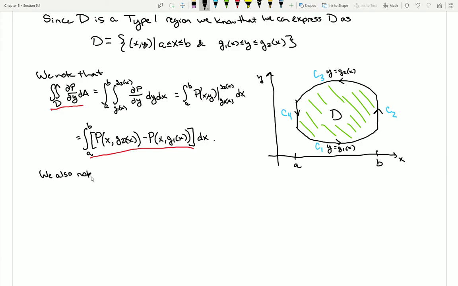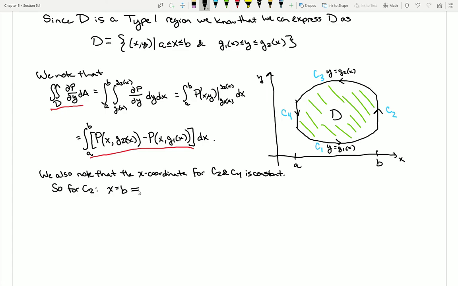We also note that the x-coordinate for C2 and C4 is constant. So take a look at the curves up here, right? These are both vertical lines that I have right now, and so the x-coordinate along them is constant. So I can easily see that for C2, I know that I have x is equal to b over there for that particular curve.